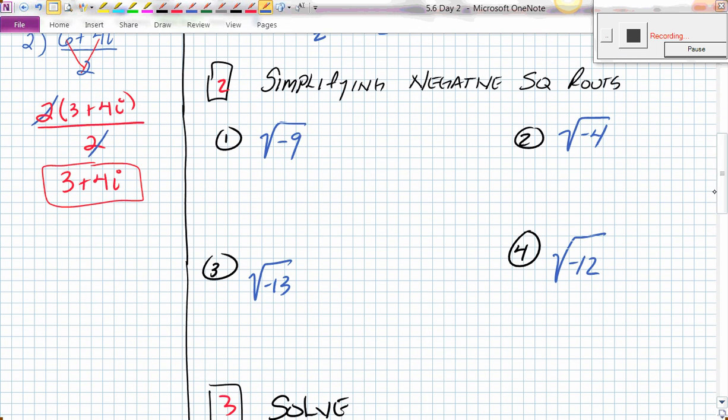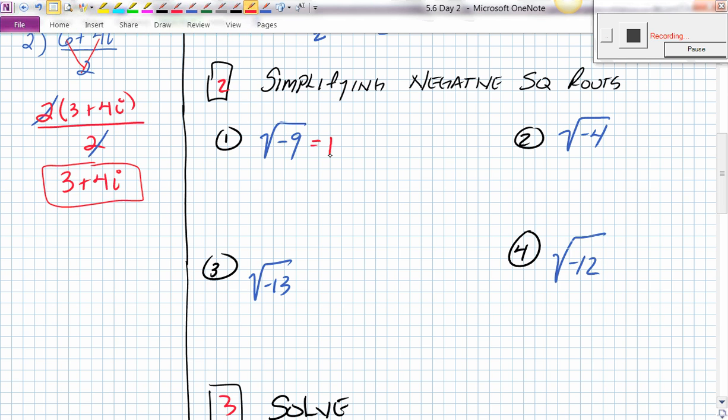Then we spoke about how to simplify negative square roots, and this is just like simplifying a regular square root, except there's a negative involved, right? So before we'd say, well, we can't go any further because we can't take the square root of a negative number because that's not a real number. But now we have this imaginary number system, so here's what we can do.